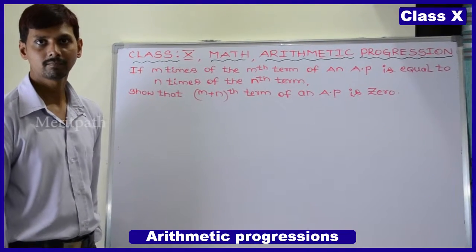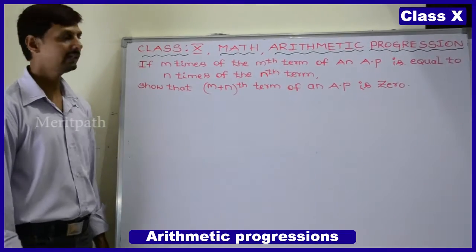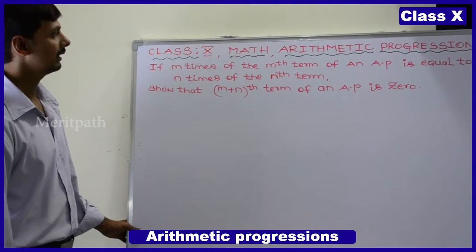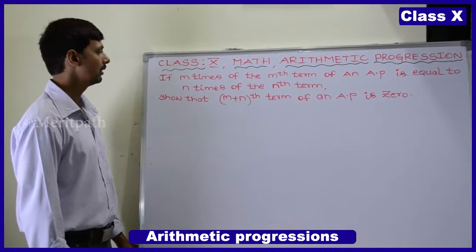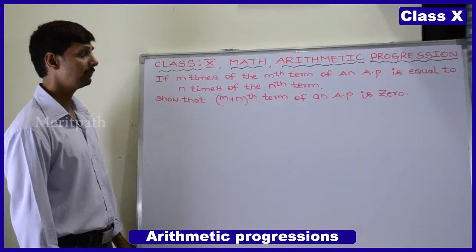Arithmetic progression. Here we have: if m times the mth term of an AP is equal to n times the nth term, show that the (m+n)th term of the AP is 0.